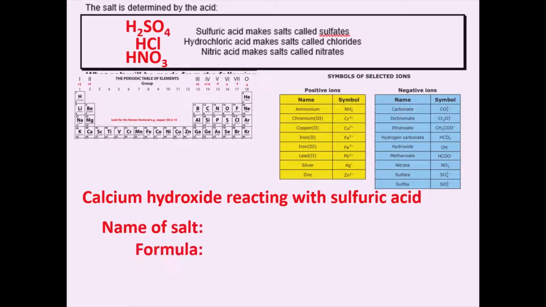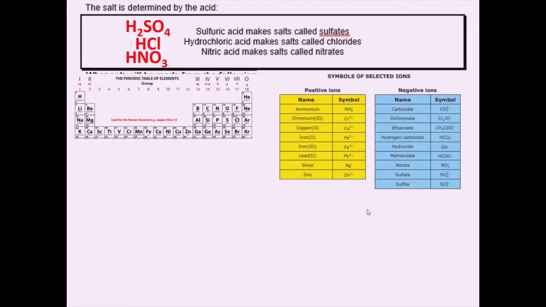Name of salt, formula. So the name would be calcium sulfate. And the formula, Ca over here, plus 2. Sulfate, SO4 minus 2, and that means we've balanced it up, so CaSO4. Okay, so see if you can then do the examples in the bottom half of page 11.